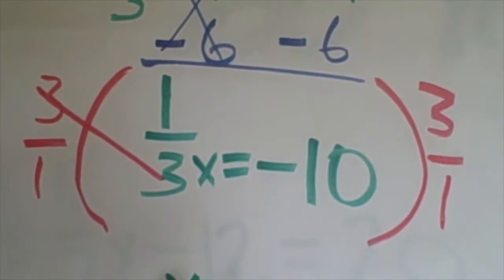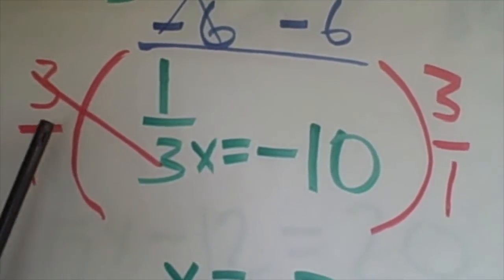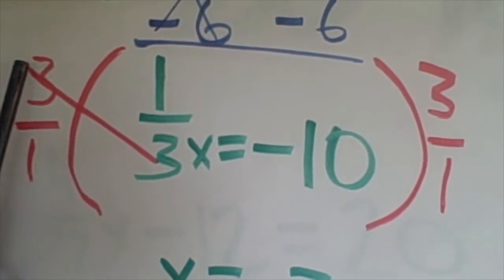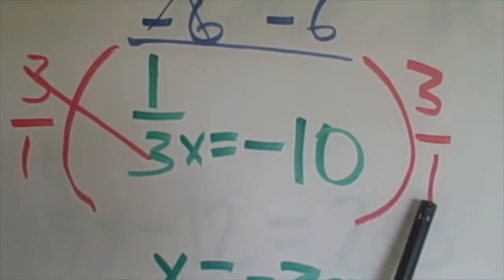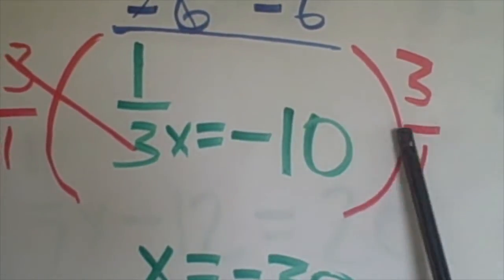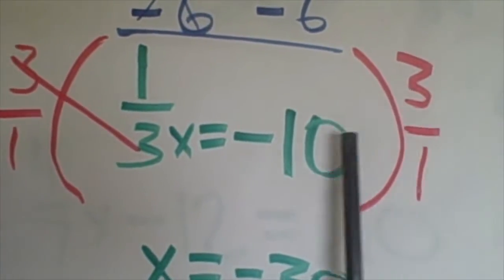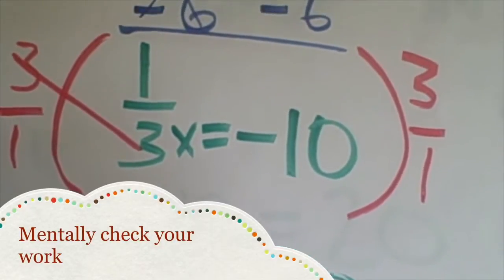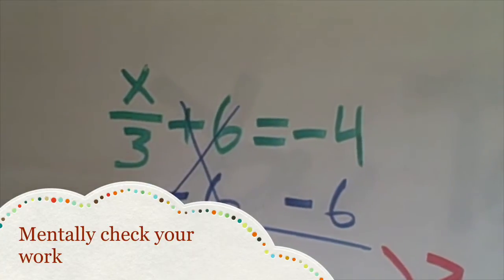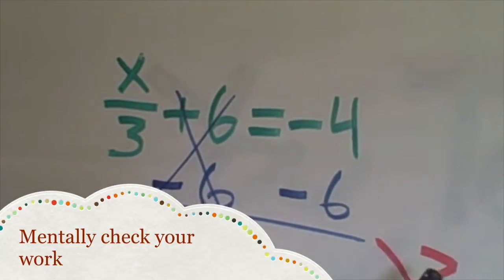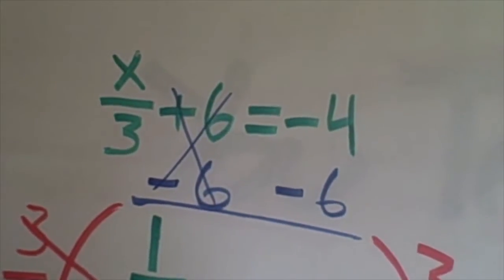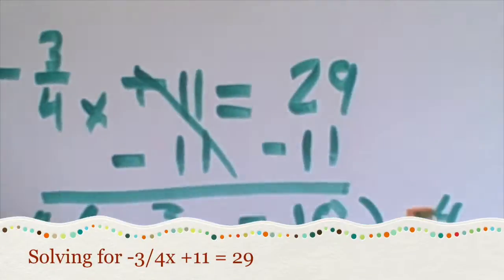So you want to get rid of the fraction in this problem by doing the reciprocal of 1/3, which is 3 over 1. So these cancel out, which leaves x, and then you times every number by 3. So 3 times negative 10 would be negative 30. So x is equal to negative 30. You do a quick mental check. Negative 30 over 3 plus 6 is equal to negative 4. So that becomes negative 10. Negative 10 plus 6 equals negative 4. So this is how you do the equation with a negative fraction.